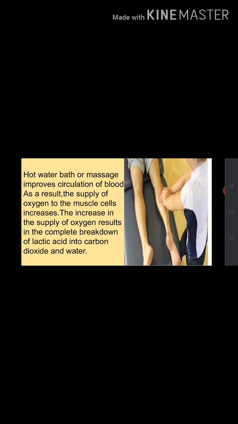When we use a hot water bath or a massage, that improves circulation of blood, that increases the blood circulation. When the blood circulation increases, our muscle cells get enough oxygen. That results in the complete breakdown of this lactic acid into carbon dioxide and water.